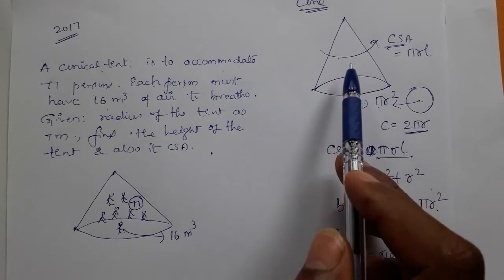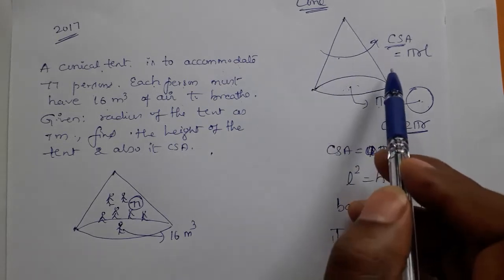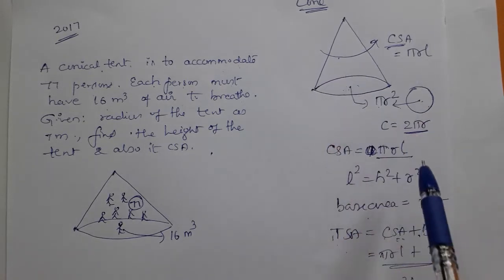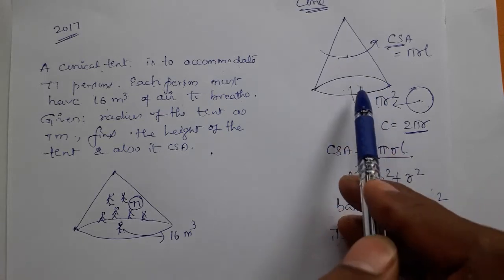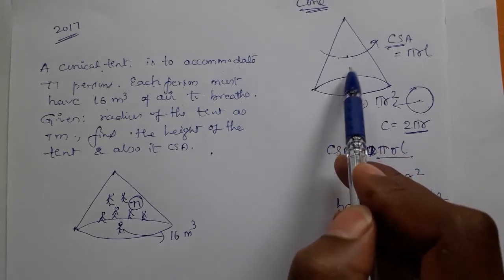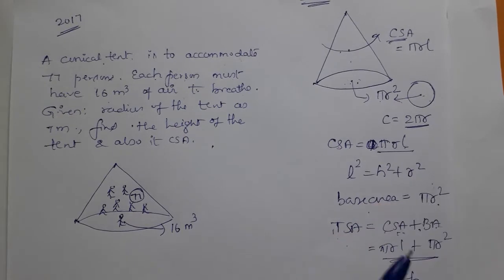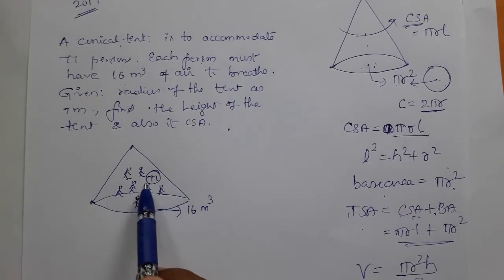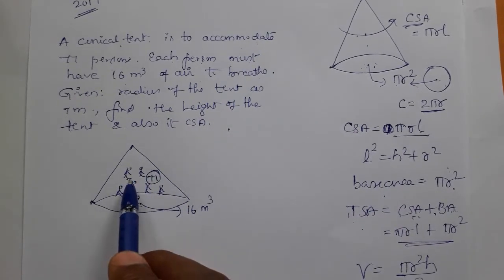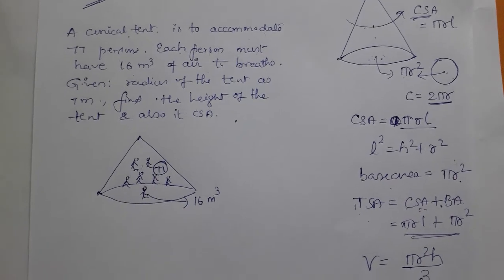Inside the cone, what is there? Volume is there. The outside is surface area. That surface area is divided into two: one is curved, another one is base. When we go inside the cone, it comes to the volume part. So these persons are sitting inside the conical tent, that means they are inside the cone. Inside the cone means it comes to volume.